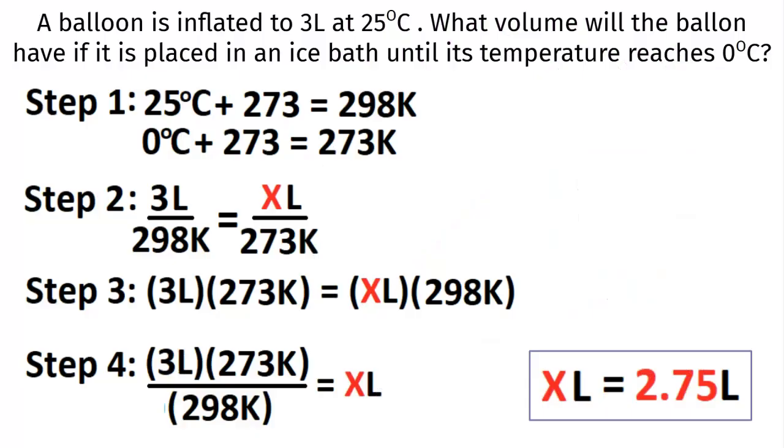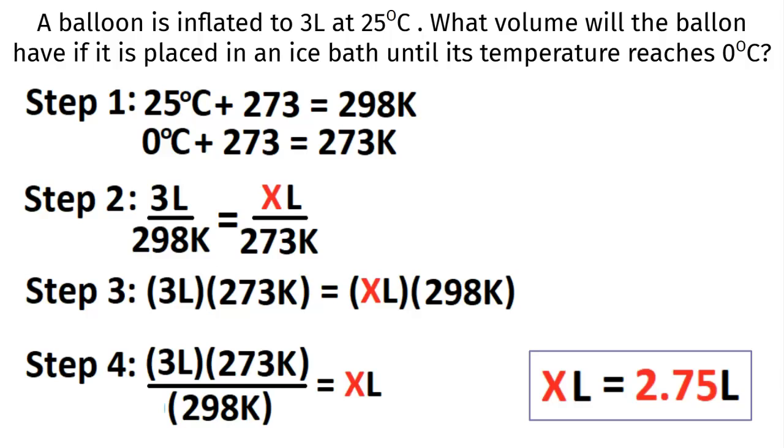For example, a balloon is inflated to 3 liters at 25 degrees Celsius. What volume will the balloon have if it is placed in an ice bath until its temperature reaches 0 degrees Celsius? Notice that for our first step, we have to turn our Celsius into Kelvin. So we add 273 to both of our Celsiuses, and we get 298 Kelvin and 273 Kelvin, and those are the numbers that we plug into our formula.